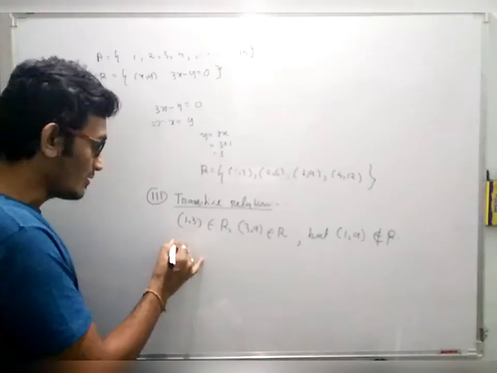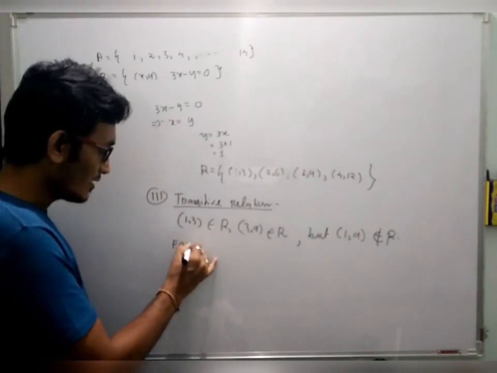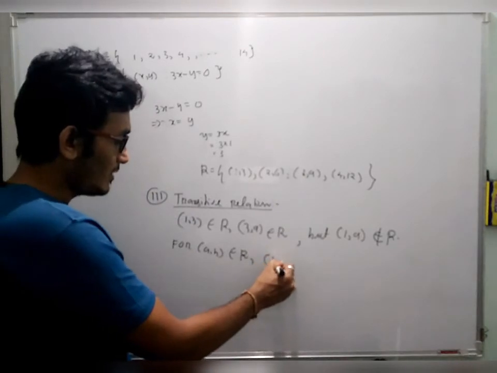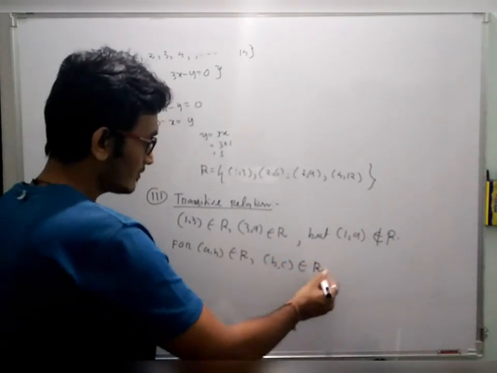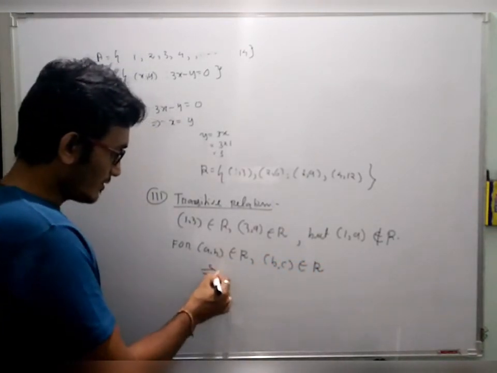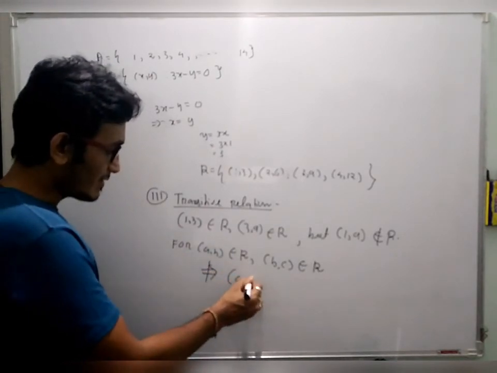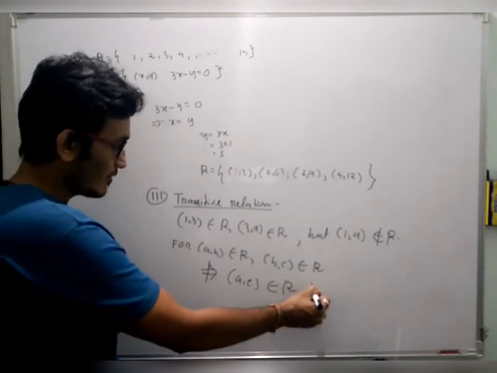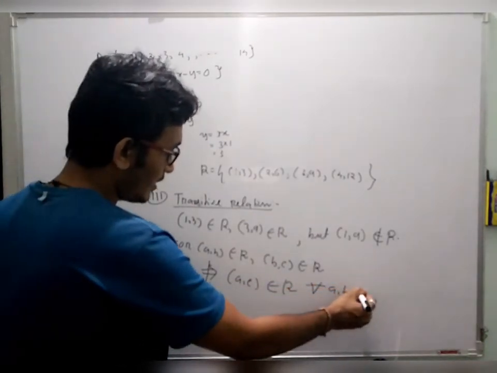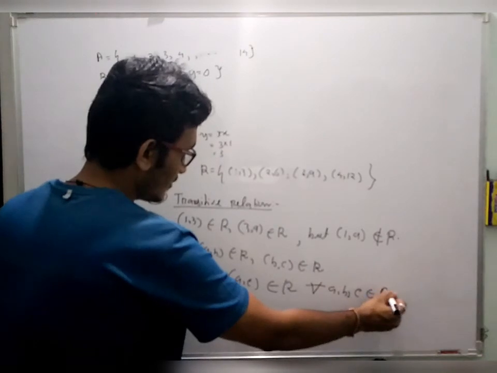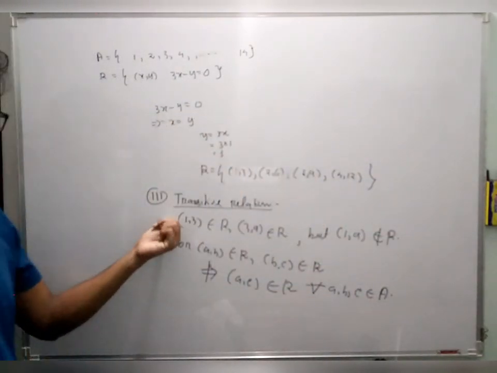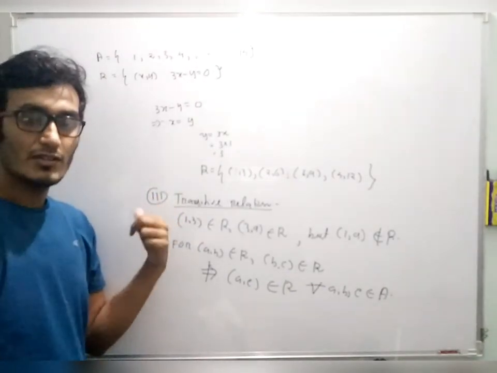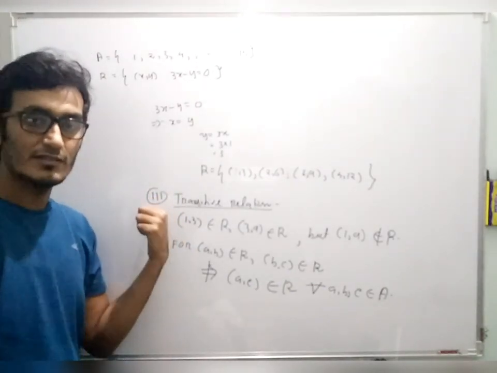So what should be the definition? If a,b belongs to R and b,c belongs to R, this does not imply a,c belongs to R, for all a,b,c belongs to A. So it is not a transitive relation. Here R is not reflexive, not symmetric, and not transitive.